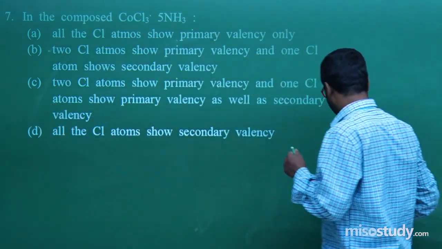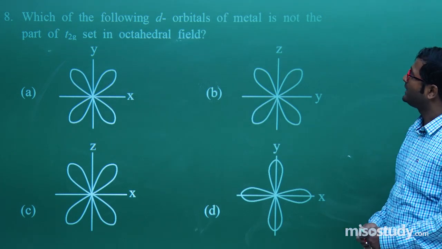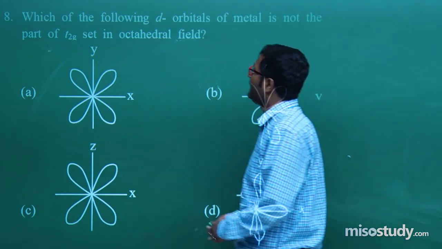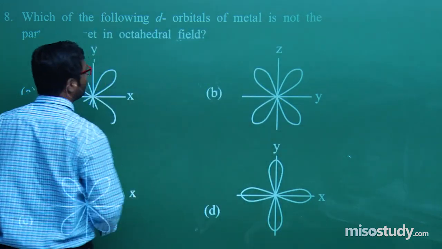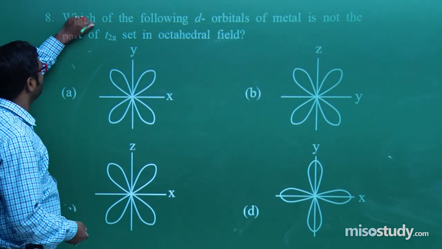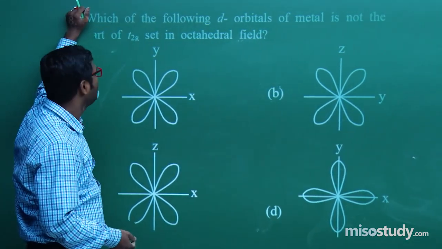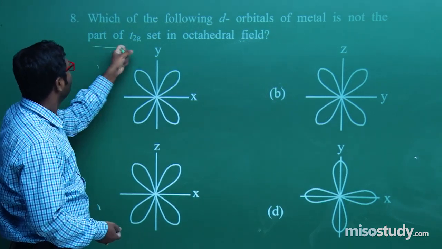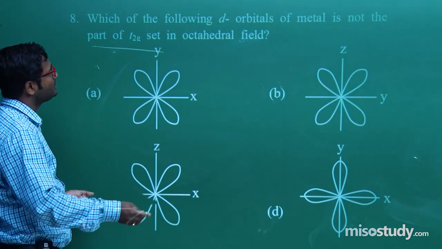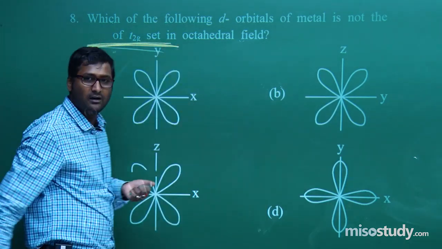Next, let's move to the next part of the question. Look at which of the following d orbitals of the metal is not part of the T2g set in an octahedral complex. Tell me what will happen in this case, friend. As we know, there are two parts, T2g and Eg. Do you remember this? Which of the following d orbitals of the metal is not part of T2g?